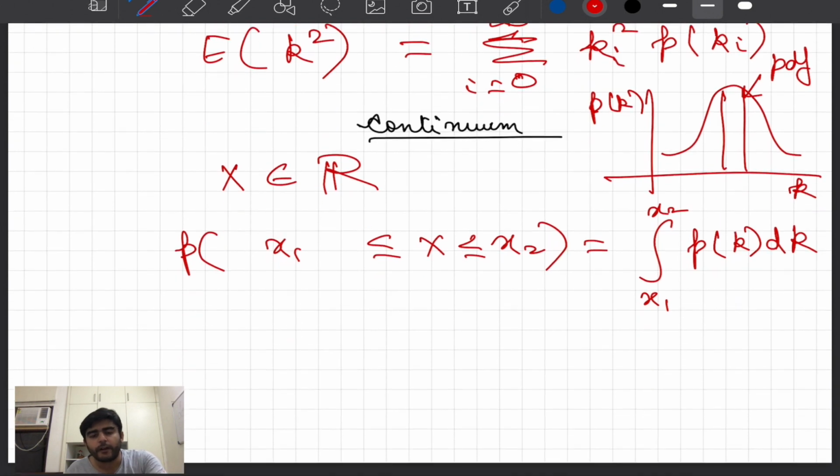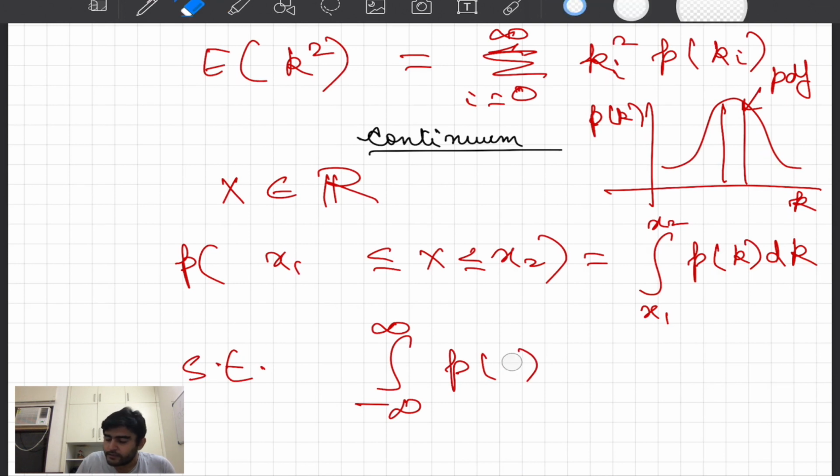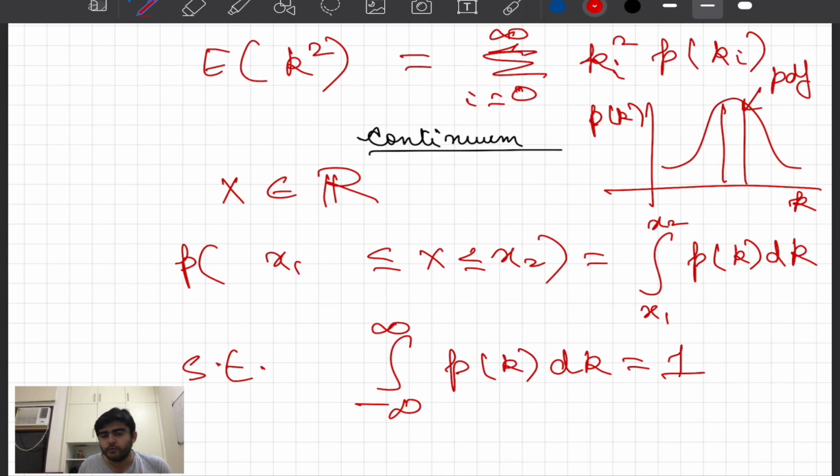So if this is k and this is the probability of k, we call this the probability density function. Now for a function to qualify as a PDF, there is another condition that it should always meet: from minus infinity to infinity, the integral of the probability of k dk should be equal to 1. As you know, probabilities cannot exceed 1, and whenever you look at the total probability, it should also sum to 1 in the real domain.